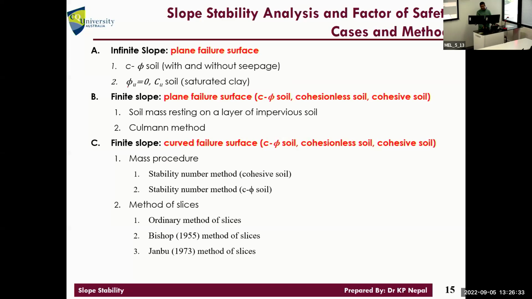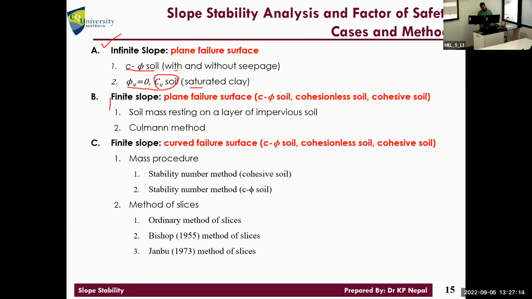So here, first we do the infinite slope analysis. That means the slope does not have a finite length. It is very long. Sometimes it can be c-phi soil, with water seepage or without water seepage. It can be Cu soil, that's a saturated clay. Why don't we have cohesionless soil here? Cohesionless soil usually does not sustain in a long slope. But saturated clay is very dangerous. If there is water there, some slope failure occurs.